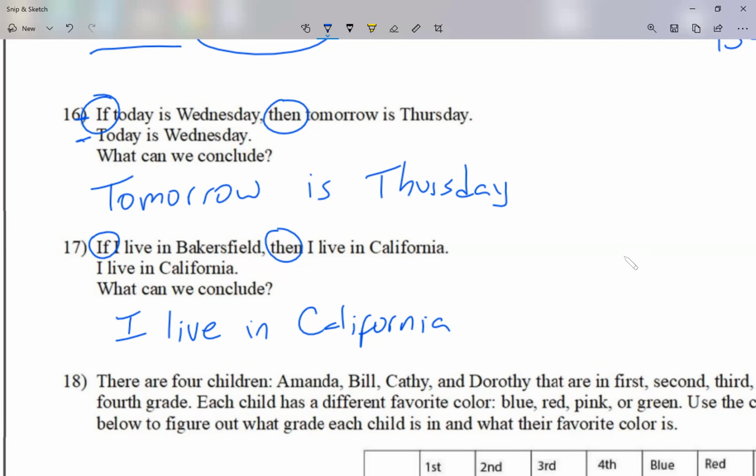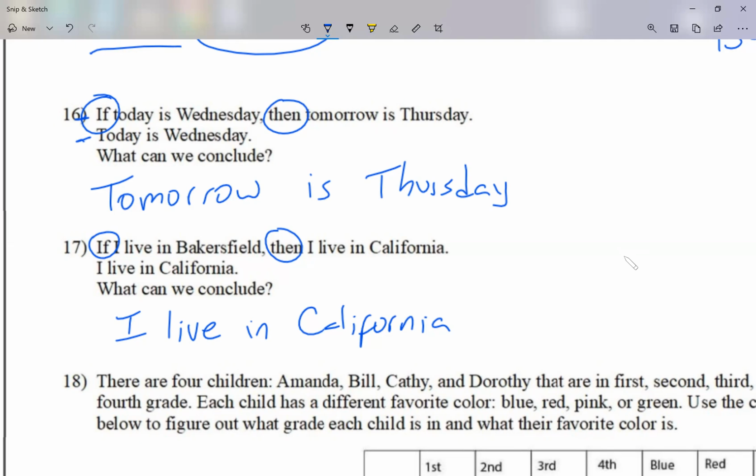But how do you know when I said I live in California? How do you know I don't live in Taft? I don't live in Arvin. I don't live in Delano. I just said I live in California, but I was not specific. Bakersfield is in California, but California is not in Bakersfield. So be careful on that. Here, I can only conclude that I live in California.